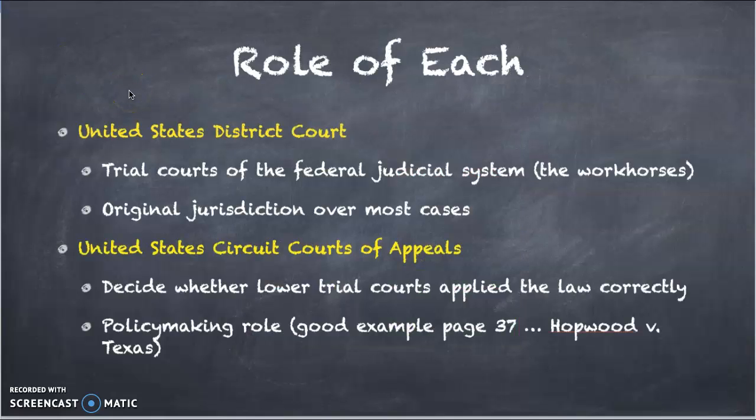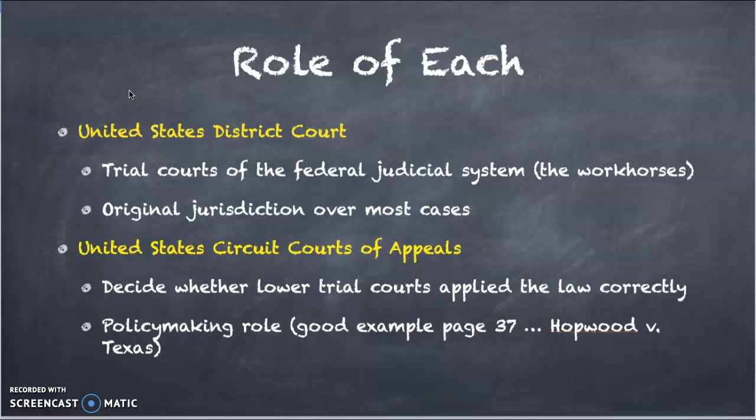Now, the role of each. Again, the United States District Court is the primary trial court of the federal court system. They have original jurisdiction over most civil and criminal cases. The United States Circuit Courts of Appeals, their role a lot of the time is to decide whether or not lower trial courts applied the law correctly. They also have an important policy-making role, and a good example is outlined on page 37 of our textbook in the case of Hopwood v. Texas. That's just an example.